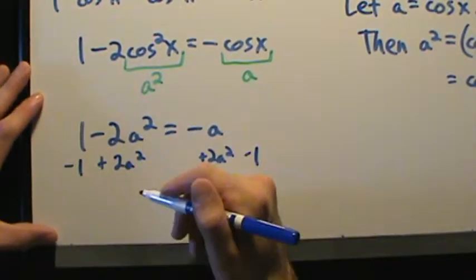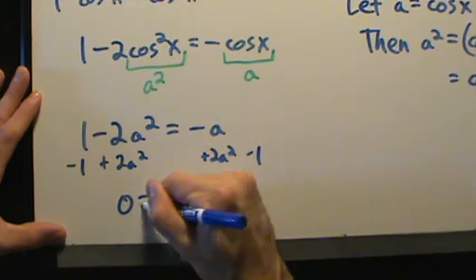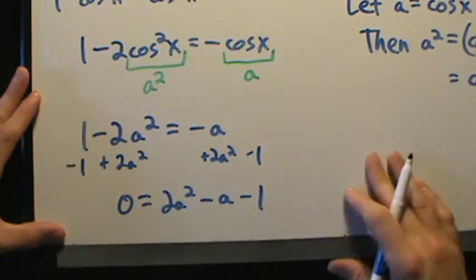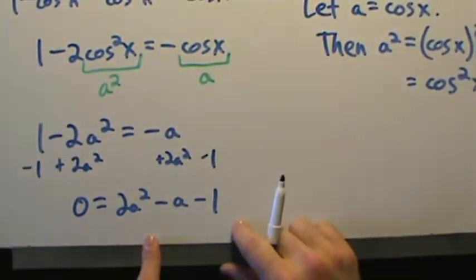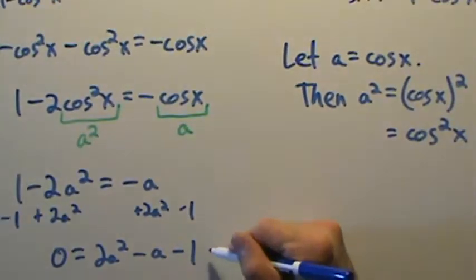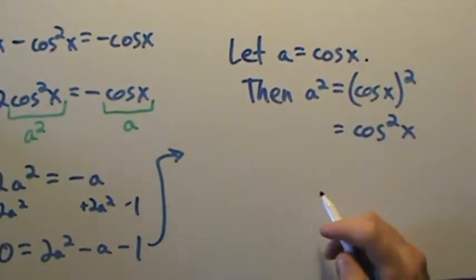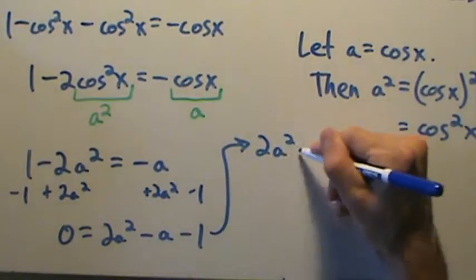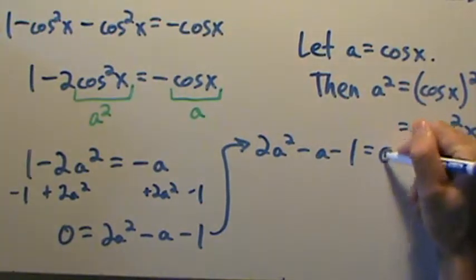Okay. So then what happens on the left is we just get 0, and then on the right we get 2a squared minus a, and then minus 1. So now this is the equation we want to solve. Let's just swap the sides around for no real reason: 2a squared minus a minus 1 equals 0.